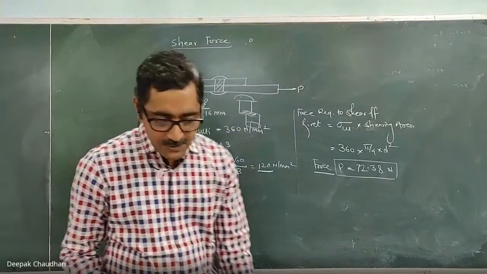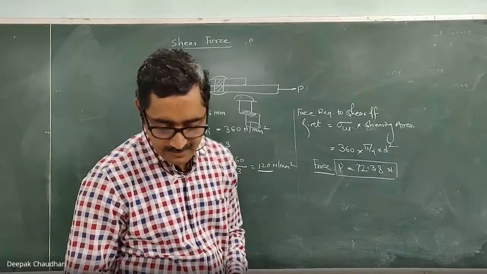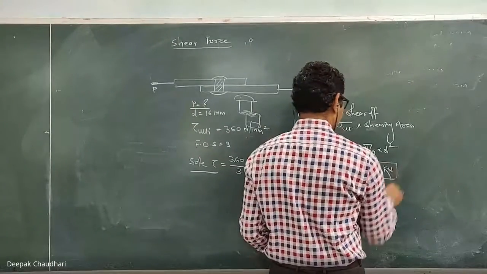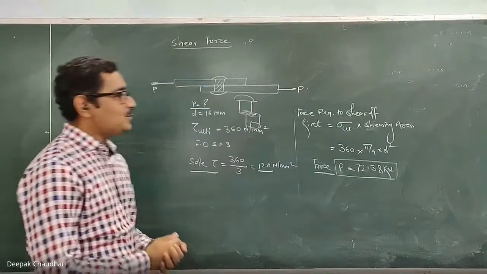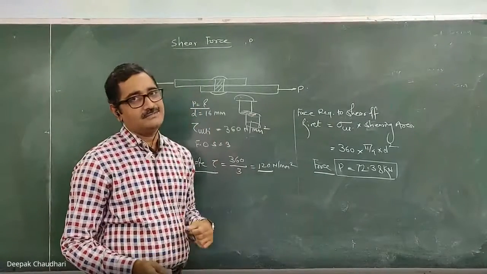Okay, so this much force is required. Is it Newton or kilonewton? Sir, it is kilonewton. It was in kilonewton. Okay, fine. So this much force P is required to shear off the rivet.